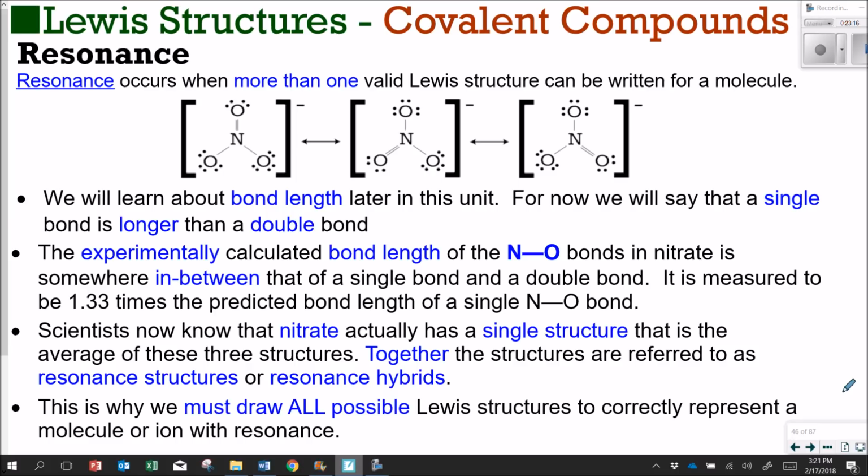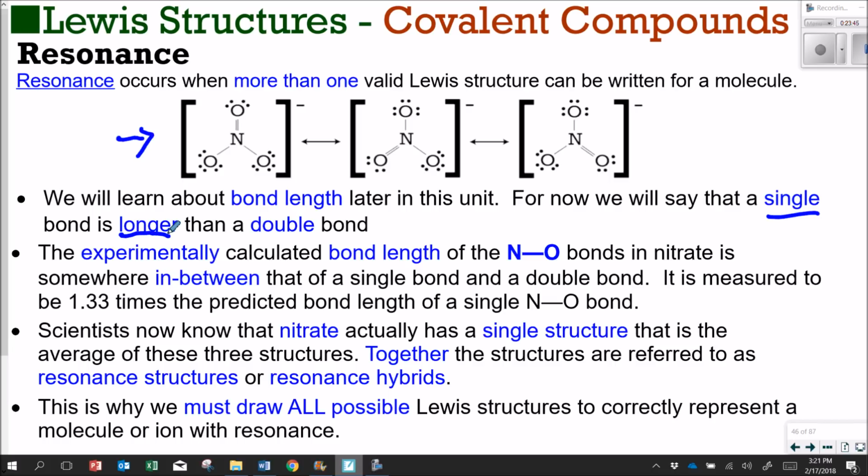So let's recap resonance. We said that resonance occurs when more than one valid Lewis structure can be written for a molecule. And here are the 3 resonance structures for nitrate as we drew before. Later in this unit, we are going to learn about bond length, but for now we will say that a single bond is longer than a double bond.